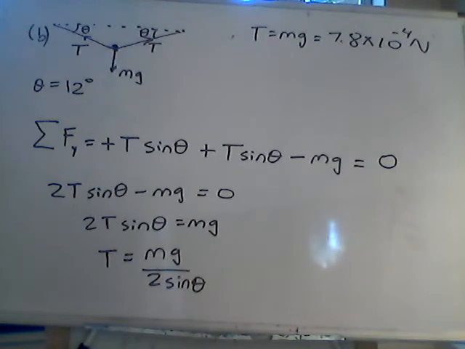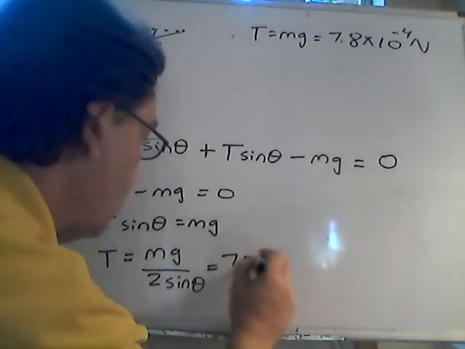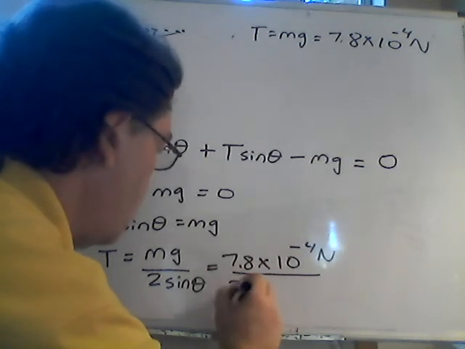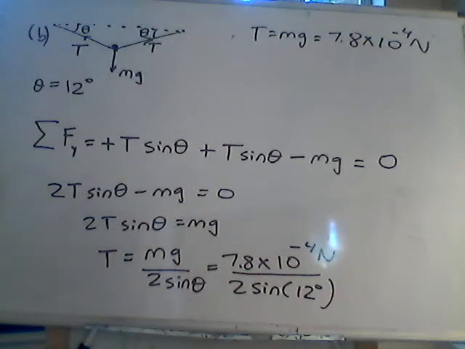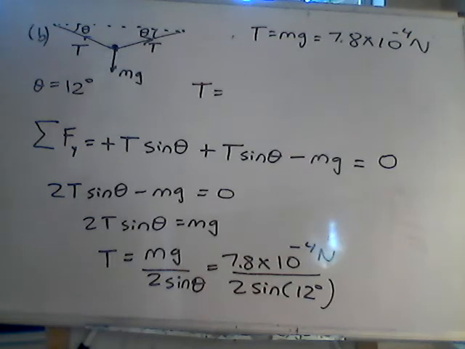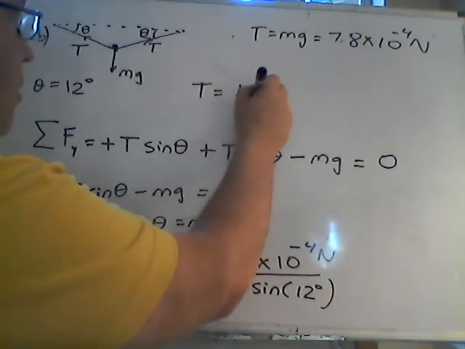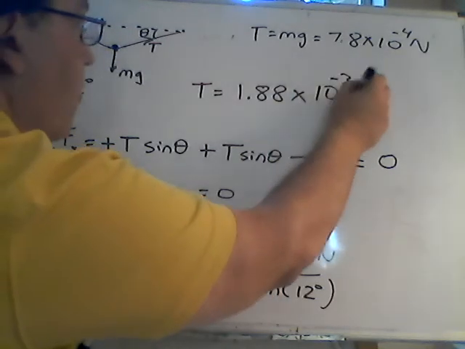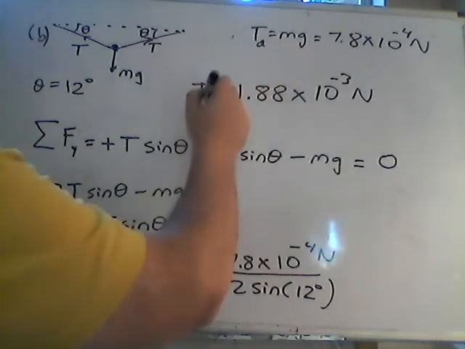I'm going to be lazy, like I said before. I remembered what mg was, so I'm just going to write it again. I have 7.8 times 10 to the negative 4 newtons, which I calculated before in part A, divided by 2 sine of 12 degrees. When I calculate this, I get that it is going to be 1.88 times 10 to the negative 3 newtons. All right. So this is T from part A, this is T from part B.